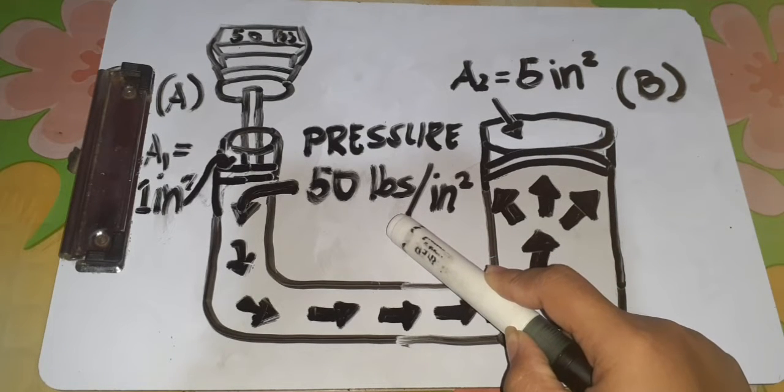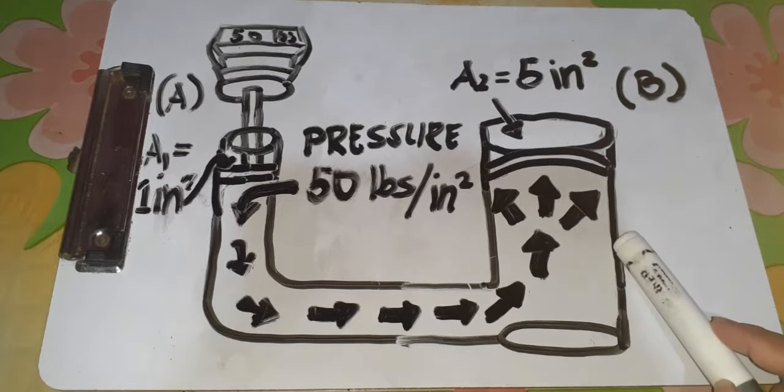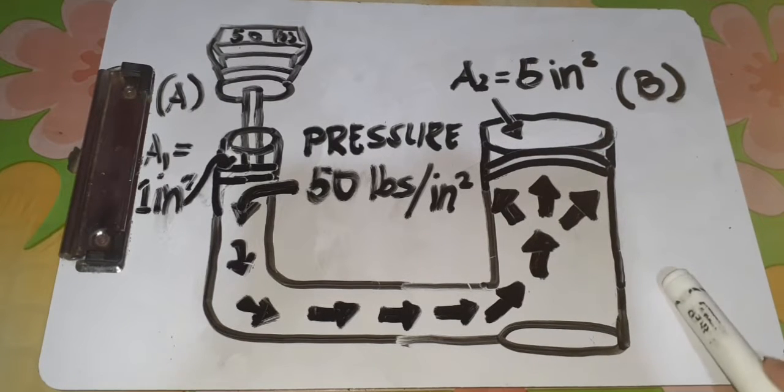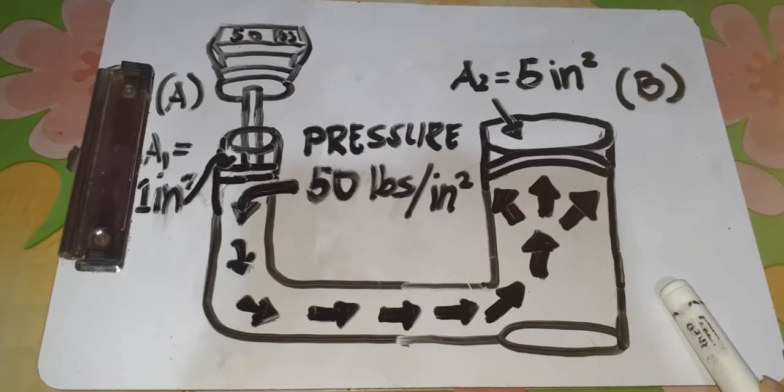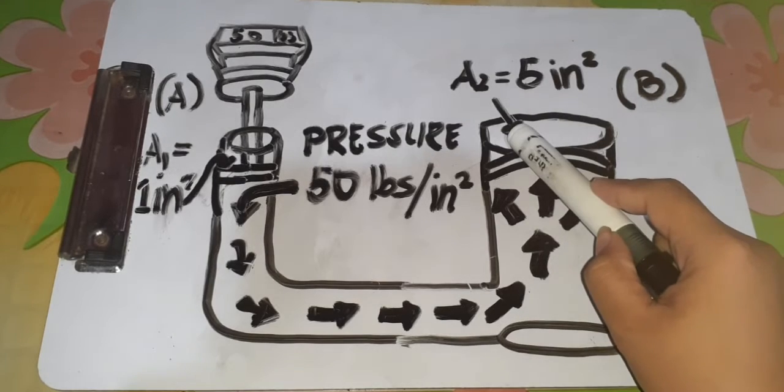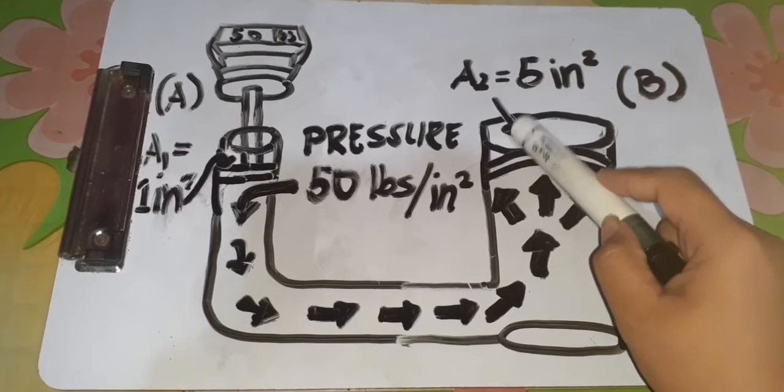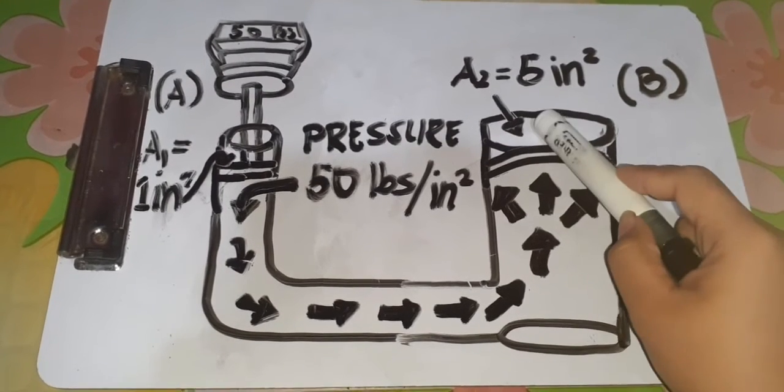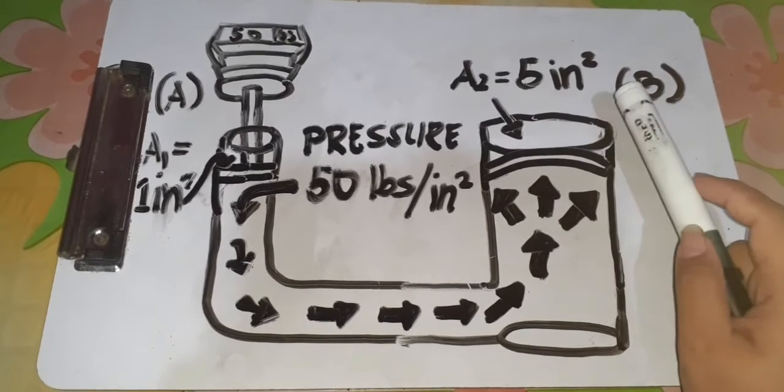This pressure of 50 pounds per inch squared, transmitted through the system, acts on the output piston. So this would be the output piston, which is free to move. The area of the bottom surface of the output piston on which this pressure acts, the area A2, is equal to 5 inches squared.